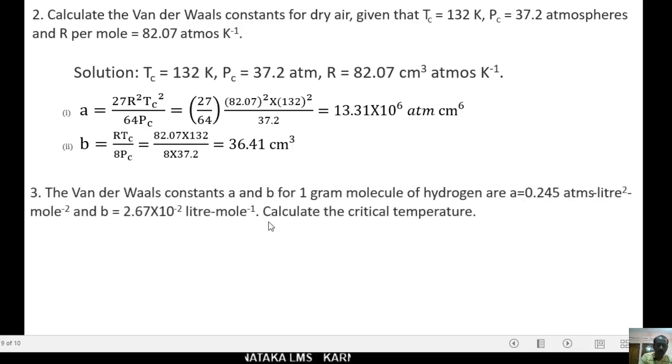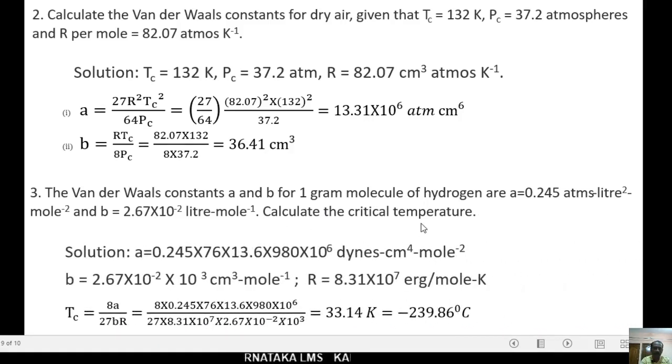Third one is the van der Waals constants a and b for 1 gram molecule of hydrogen: a is 0.245 and b value is 2.67 into 10 raised to minus 2 liter per mole. Calculate the critical temperature of the gas. For this one, a is given here, that is 0.245 atmosphere liter square per mole square. Just you convert it to dynes centimeter per mole square. For this one you just multiply the pressure 13.6 into gravity 980 into 10 raised to 6. You get it in terms of dynes, CGS unit.